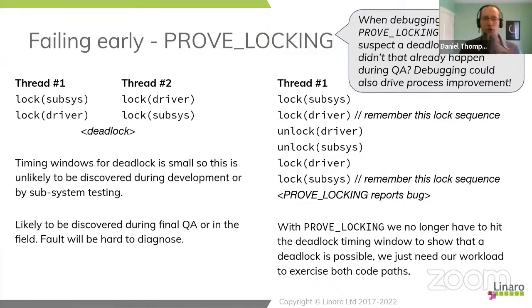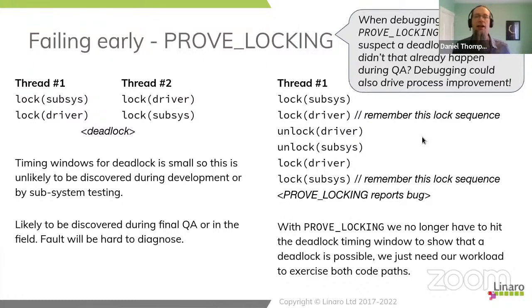It's much more likely that problems of this nature are going to be discovered during final QA or perhaps in the field and coming back to you via telemetry. And at that point, with all your tools and techniques turned off, you're on a production kernel, it will be very hard to diagnose the fault.